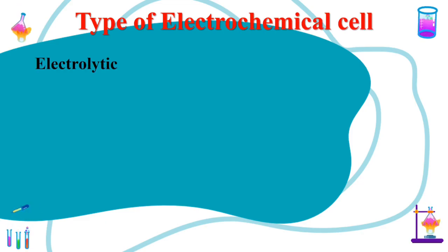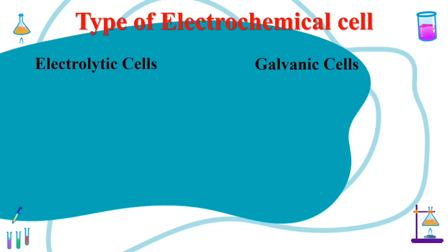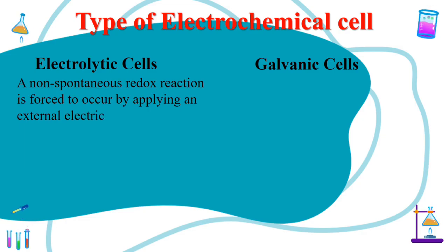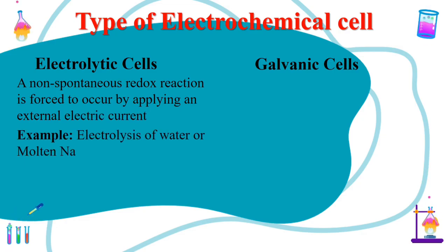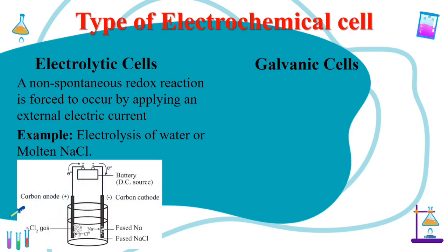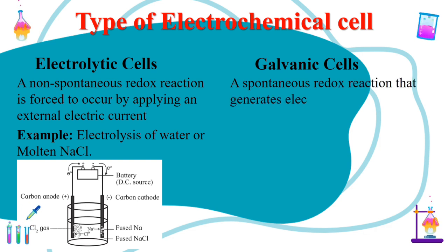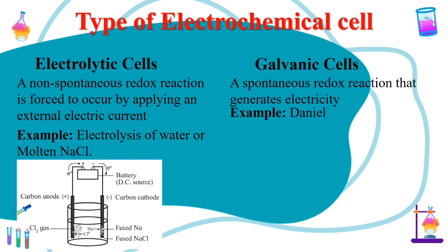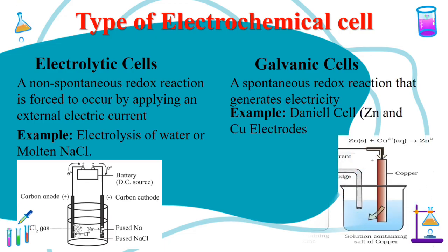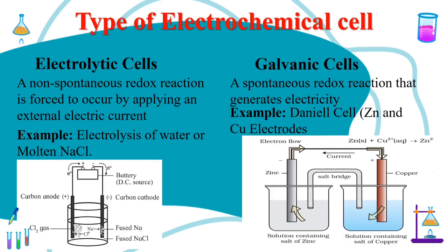We know electrochemical cells are classified as electrolytic cell and galvanic cell. Electrolytic cell involves a non-spontaneous redox reaction by applying an external electrical current. For example, electrolysis of water or electrolysis of molten sodium chloride. Also, for the galvanic cell, electricity is generated through the use of spontaneous chemical reaction. For example, Daniell cell. The diagram displayed on the screen represents both the electrochemical cells.